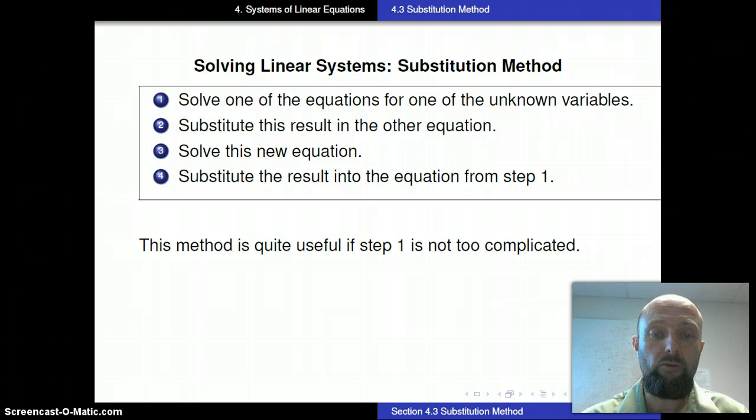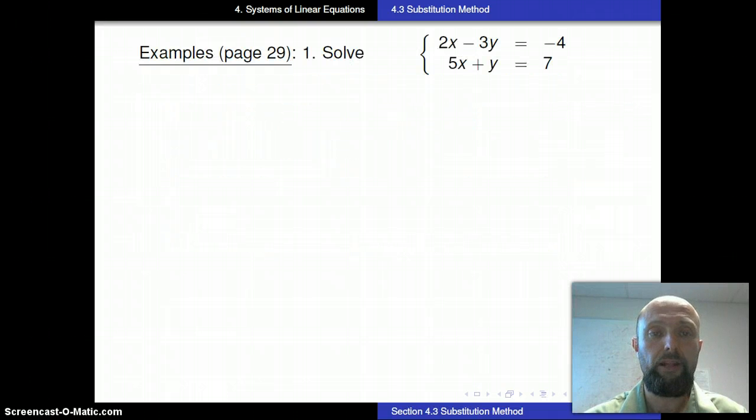This method is quite useful if step 1 is not too complicated. In particular, if there are no fractions involved in step 1, we are typically okay to use the substitution method. Let's illustrate this with the examples on page 29. Question 1. Solve 2x minus 3y is negative 4 and 5x plus y is 7.